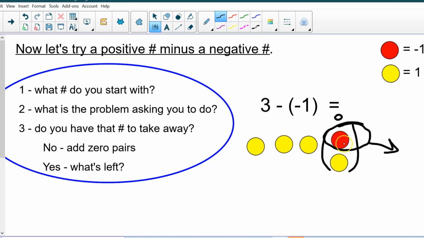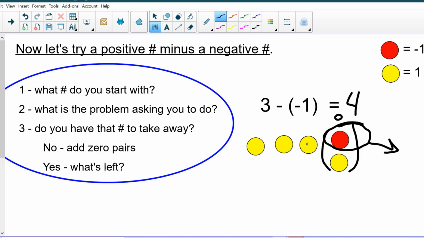1, 2, 3, 4. Because I took away the negative part, the -1 of the 0 pair. What did that leave me with? A positive, the opposite part. So 3 minus -1 is a positive 4. Interesting, right?